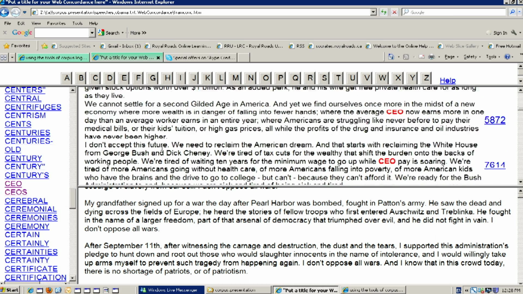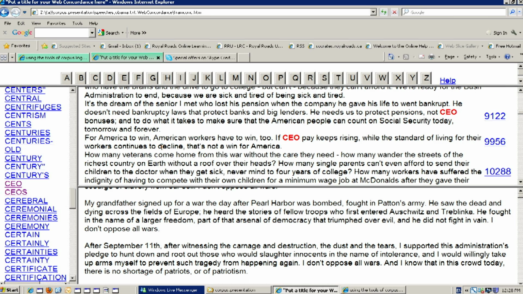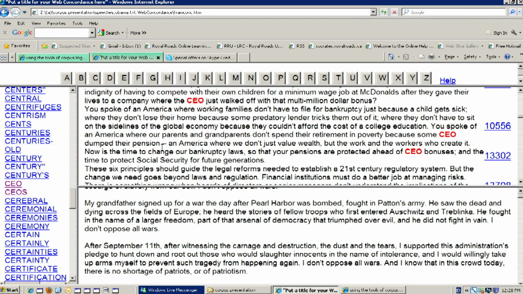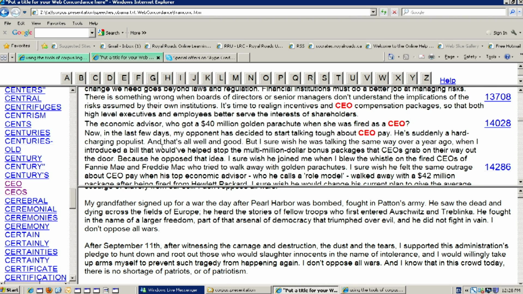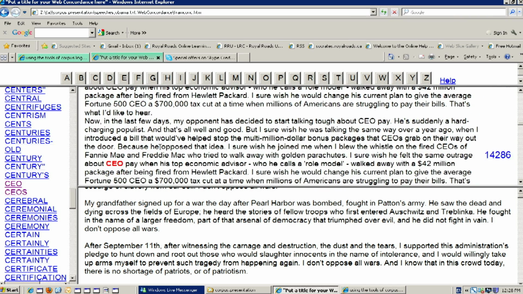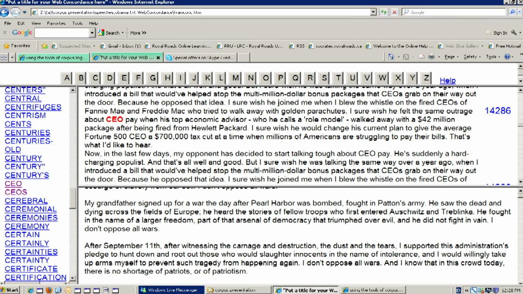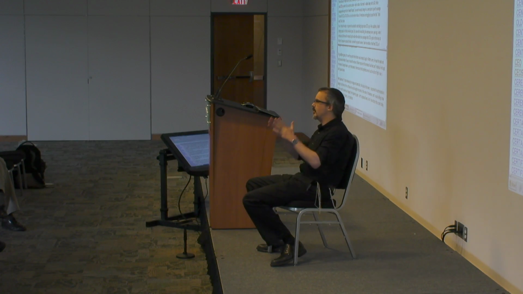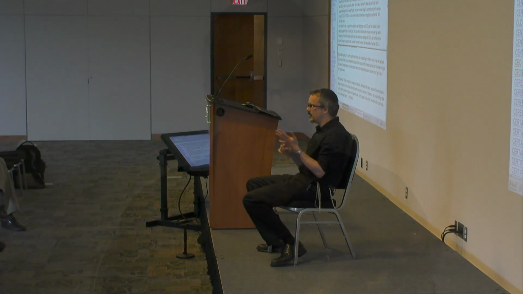Yeah, here we go. Okay, if CEO pay keeps rising, CEOs just walked off with a multi-million-dollar bonus, CEO dumps your pension, CEO bonuses, CEO compensation. She was fired by a CEO, tough talking about CEO pay. In other words, the word CEO collocates with what? Compensation. In almost every instance where it's the singular version of CEO, it's CEOs are getting paid too much, or CEOs are getting paid more than you, or CEOs are denying you something that's good for you, like your pension. And this is just wonderfully consistent.